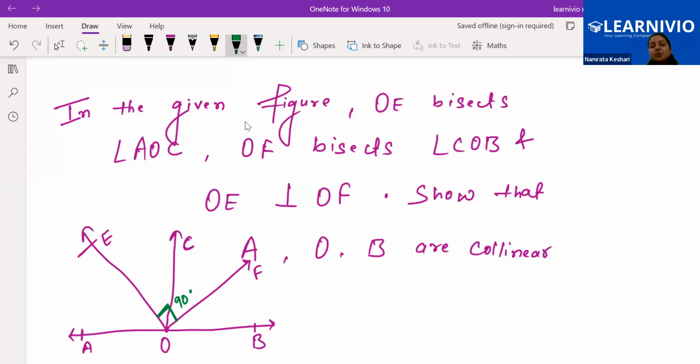Yes, let's try doing it. We have to show here that AOB is a line. Collinear means it's a line. Okay, let's solve it.